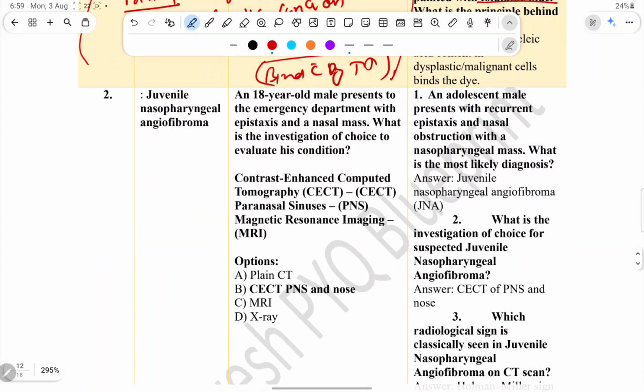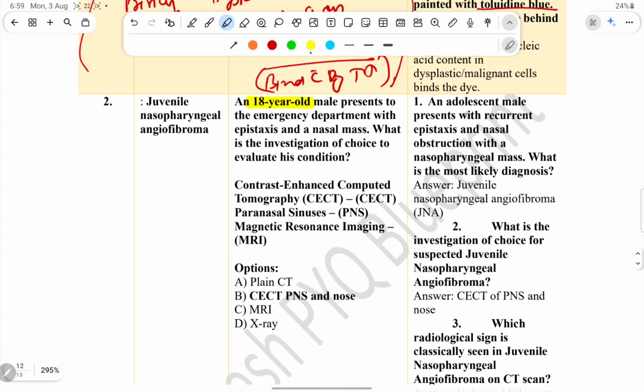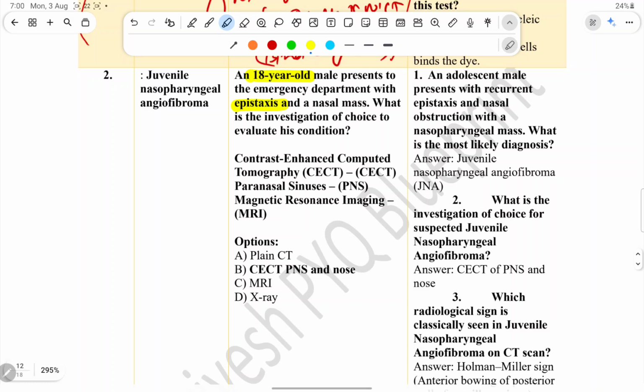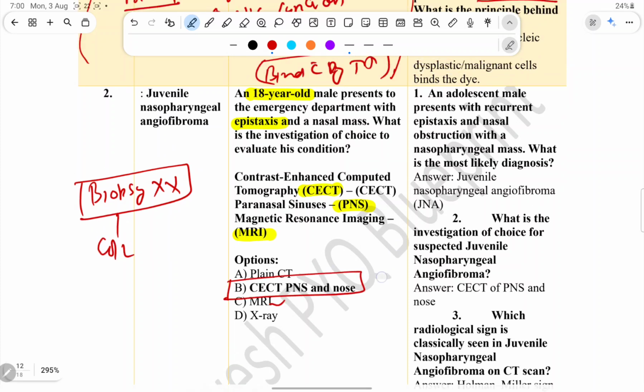Okay, next is juvenile nasopharyngeal angiofibroma. Let's see the question. An 18-year-old boy presented in the emergency department with epistaxis. What is the investigation of choice? CECT PNS and MRI are given. What will we do? Biopsy is not considered, because it can lead to epistaxis. The best answer is CECT PNS.